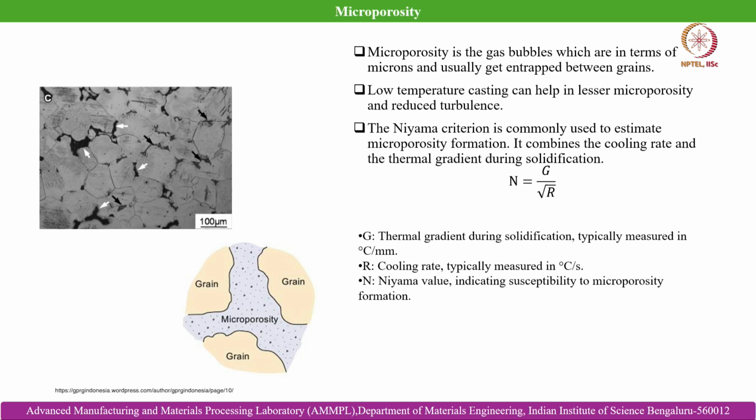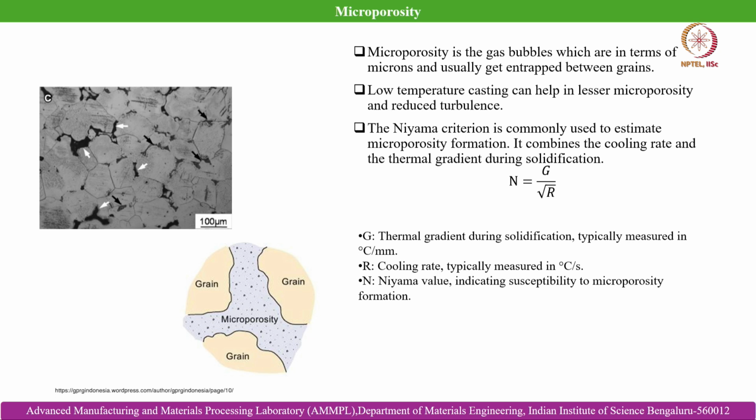So first of all, apart from shrinkage porosity, the major problem that comes with porosity is microporosity, which sometimes becomes challenging even after improper design of the gating system and riser design, because this generally happens due to the flow attributes and the gas absorption attributes of the liquid melt within the mold cavity.